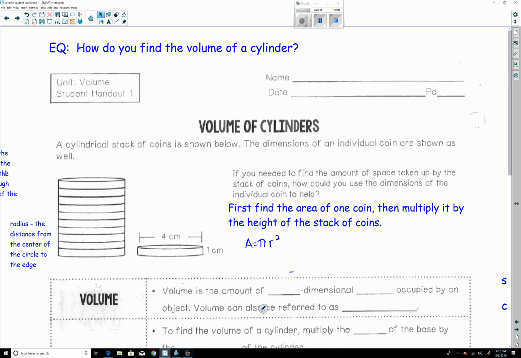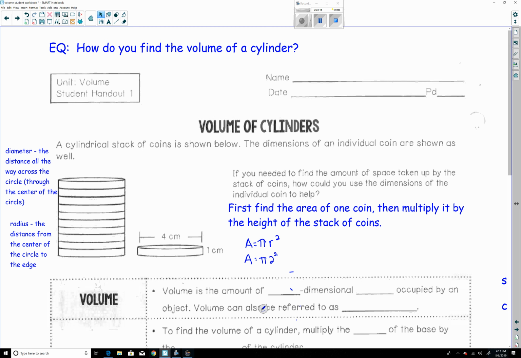The diameter, wait, that's another word. I remember what it is, but what? The diameter is the distance all the way across the circle going through the center of the circle. So the diameter is the radius times 2. Or if I take the diameter and I divide it by 2, I'm going to get a radius. So in this instance, my radius is going to be 2 because half of 4 is 2. So my area of the circle is pi times 2 squared.